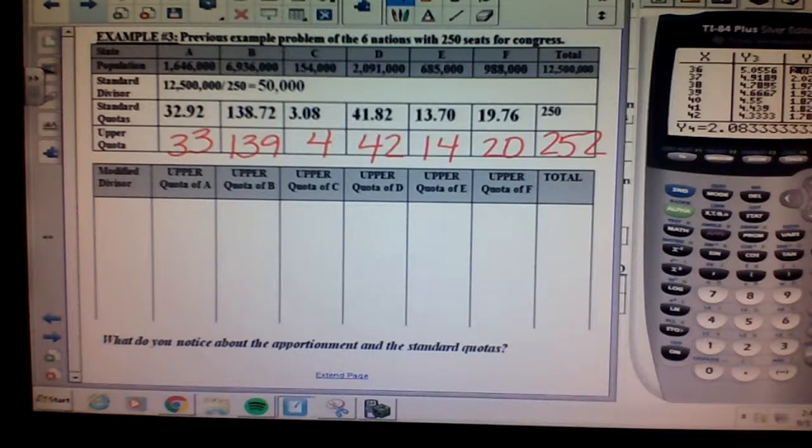Why does it not make any sense? Oh dear God. Yeah, you did a dumb. You put in upper quotas instead of your populations. At least you knew that there was a mistake. That needs to go down. Your Y equals needs to be 1,646,000. Oh, I did the wrong thing too.